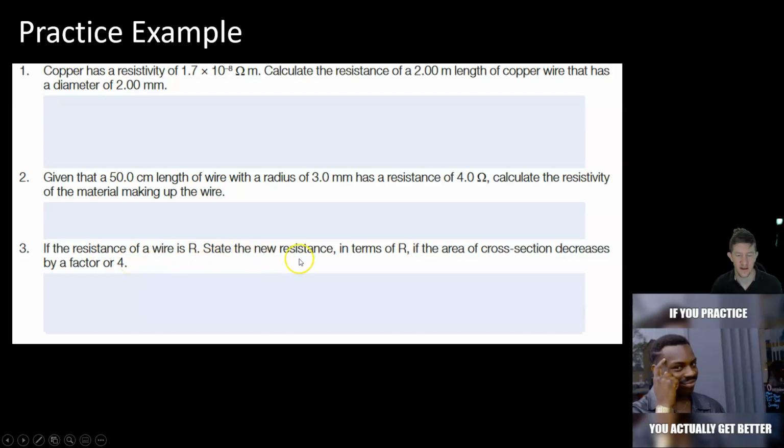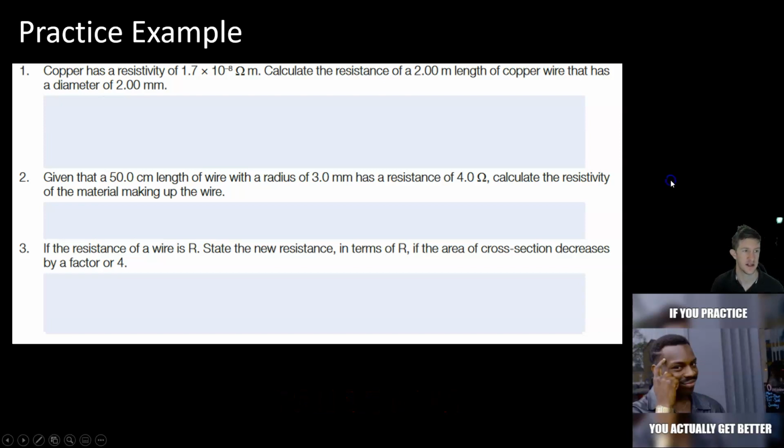This is one of those questions where the SACE language uses things like state or show that the resistance would be this. You don't actually need to make any calculations. This is just justifying using proportionality. So pause the video here, have a go at those questions, and I'll give you the answers shortly.